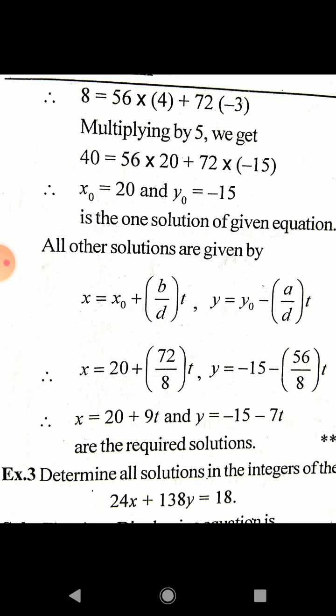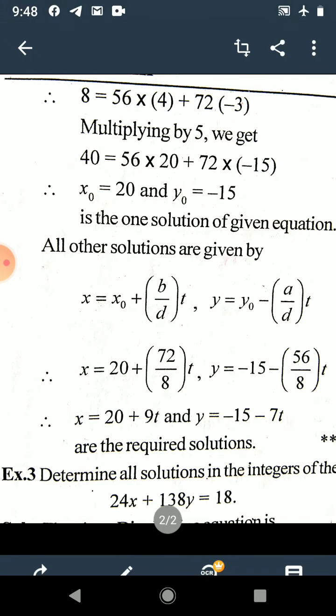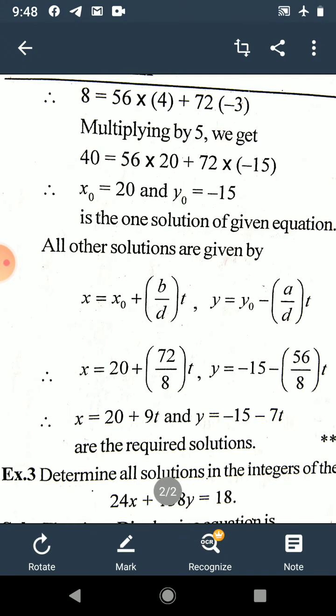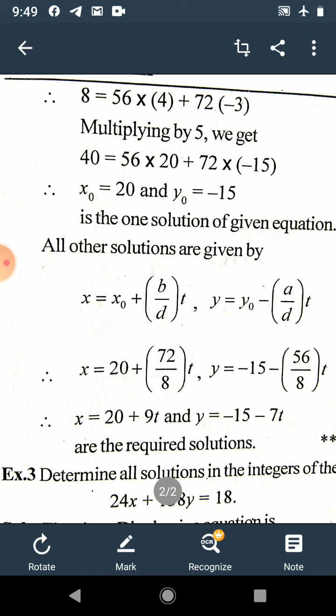Okay, and this 56 into, in bracket there is a 4. 4 into 5 this will become 20 plus 72 into minus 3. And this minus 3 into 5 it will become minus 15. Now finally we shall get equation 40 is equals to 56 into 20 plus 72 into minus 15.